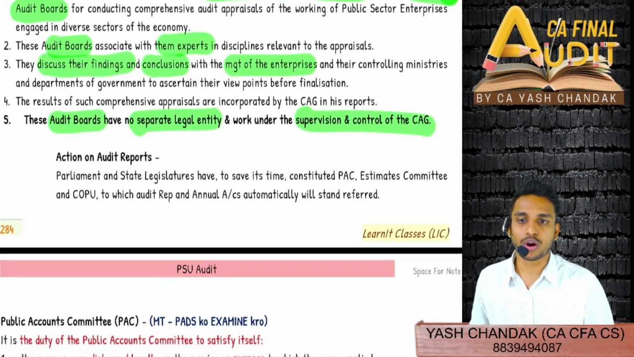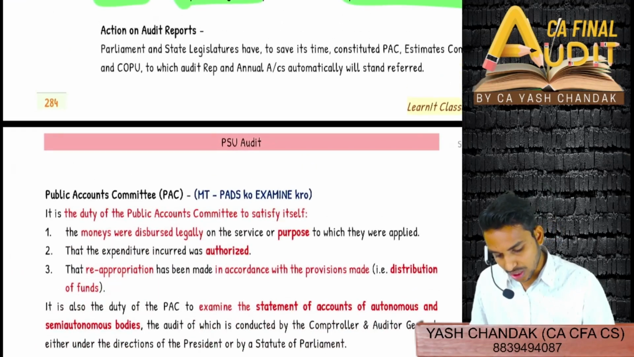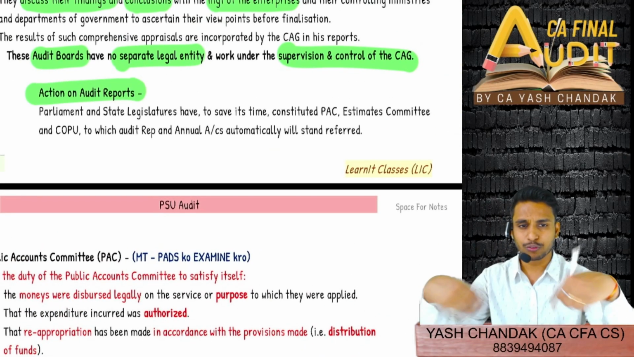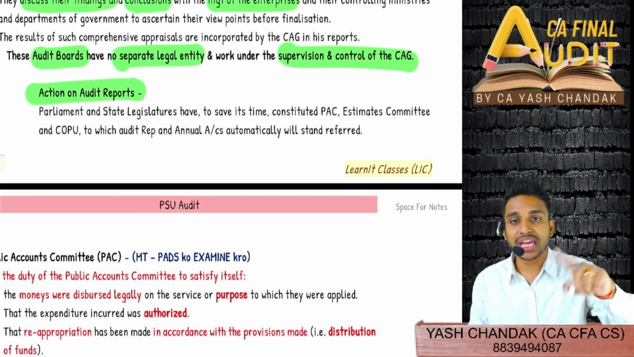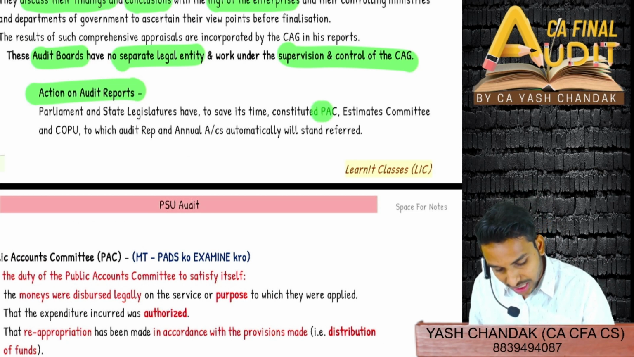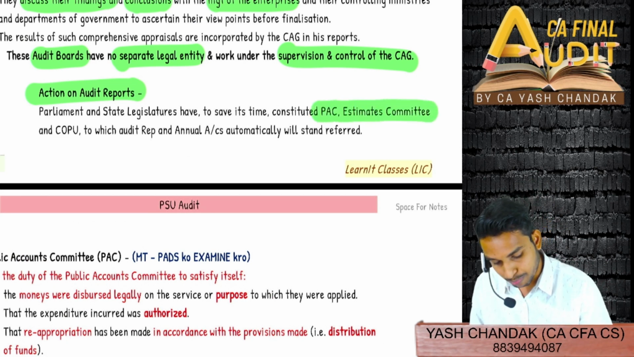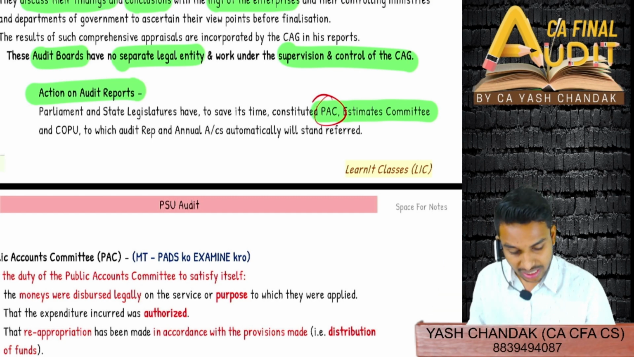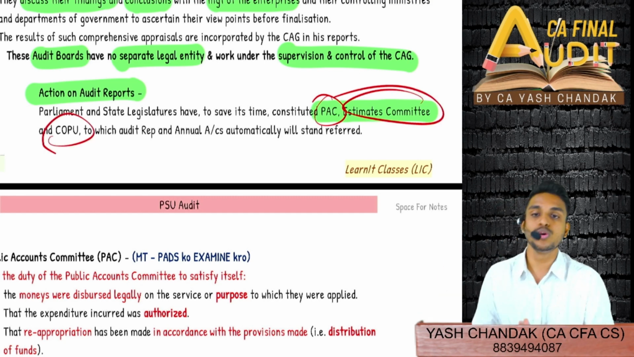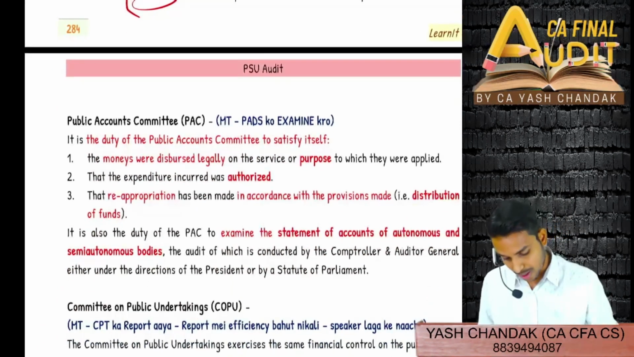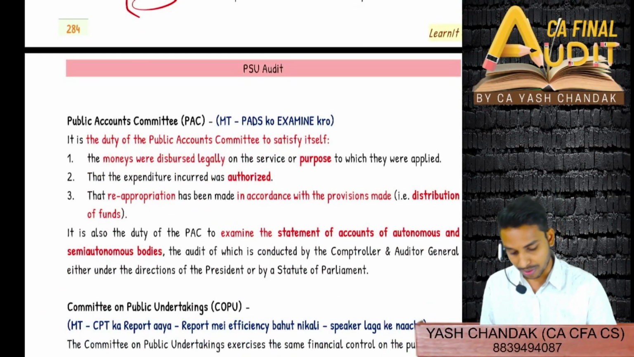And then the action on audit reports. For all the audit reports, some action has to be taken. For that matter, to save time, they have constituted three committees. One is the Public Accounts Committee, PAC, another is the Estimates Committee, and the third one is CPU, the Committee on Public Undertakings.